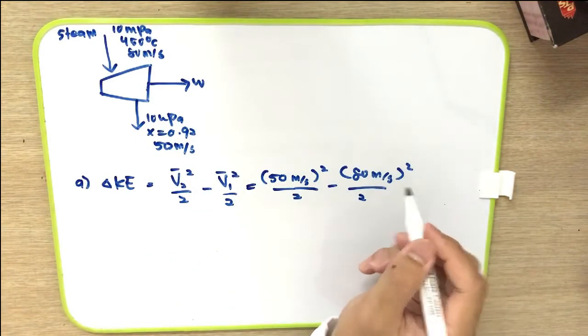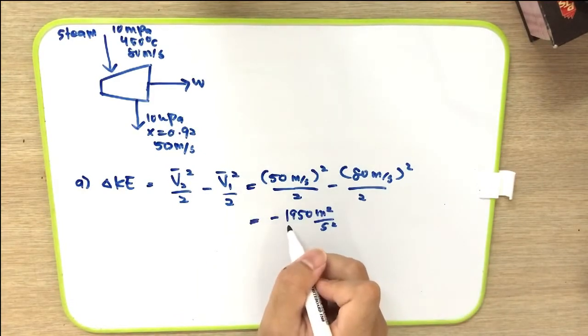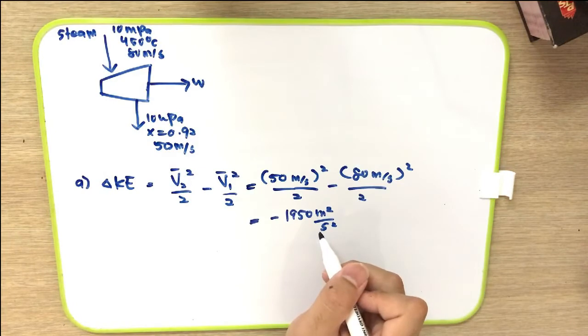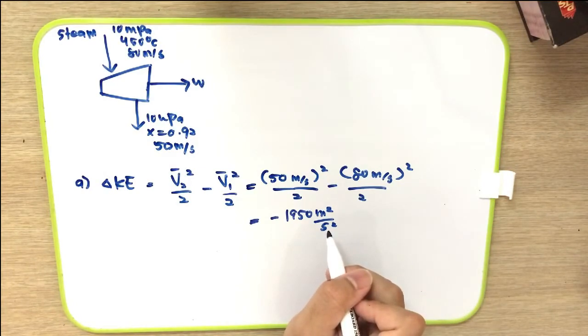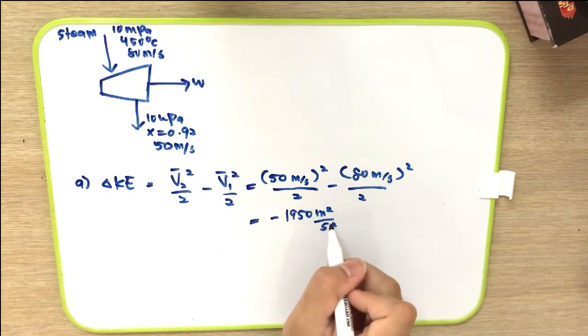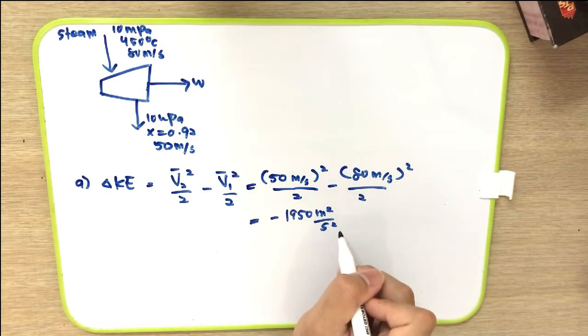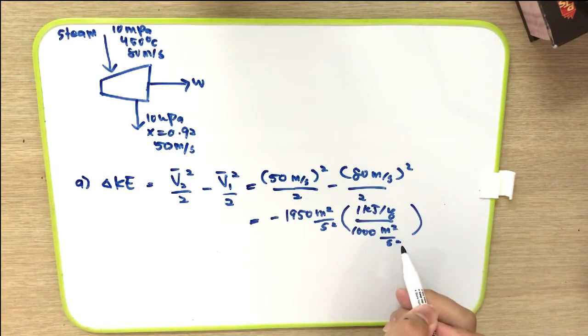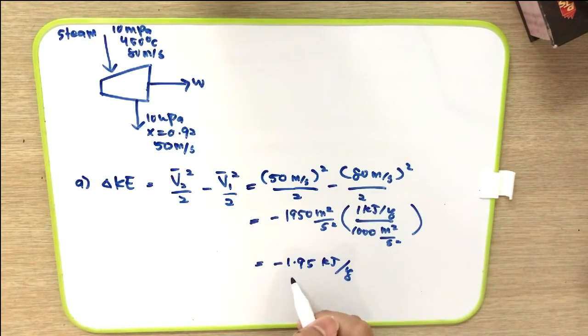So after we solve, we will get negative 1950 meter square per second square, but we need to find the change of kinetic energy in kilojoule per kg, so we need to convert from meter square per second square to kilojoule per kg. So we need to multiply with this conversion. Then after we solve, we will get negative 1.95 kilojoule per kg. So this is the change in kinetic energy.